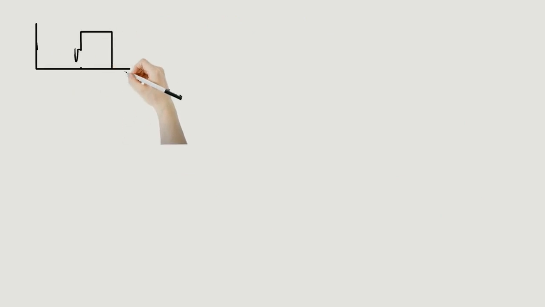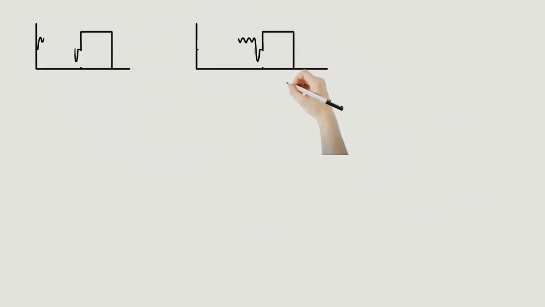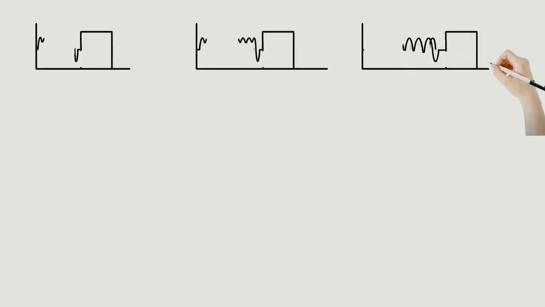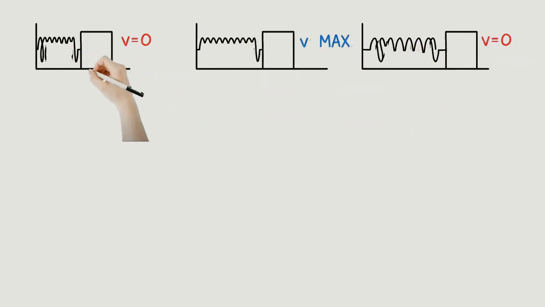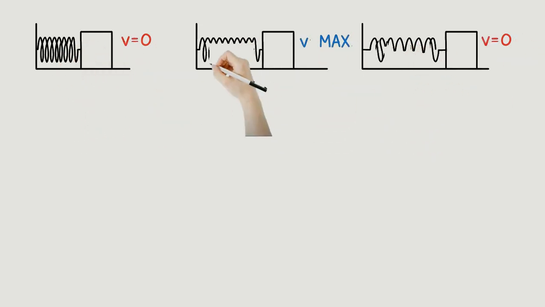The clearest example is a mass on a spring on a frictionless surface. Stretch the spring to the right and release it. At the far right, the spring is stretched the most. The force pulling back is strongest, but the speed is zero because the mass is just turning around.